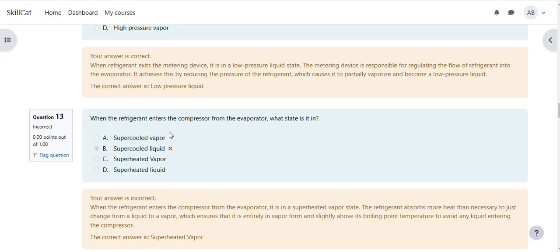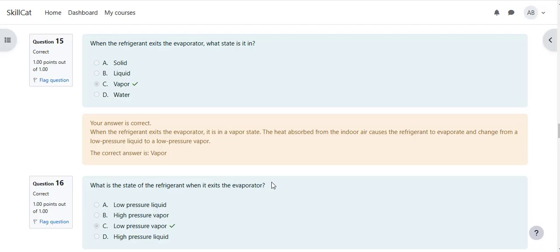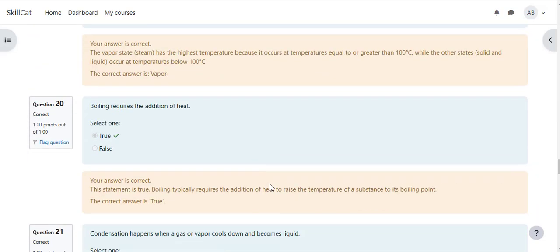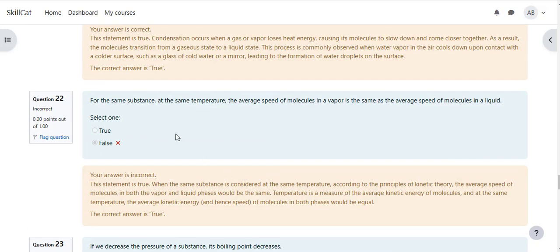This one: the refrigerant enters the compressor from the evaporator. In which state? It is superheat, not super cool. Superheated vapor state. Okay, let's go down.